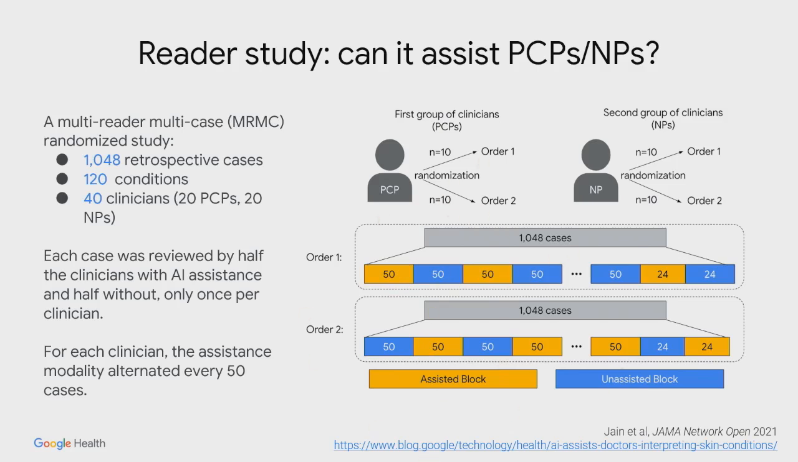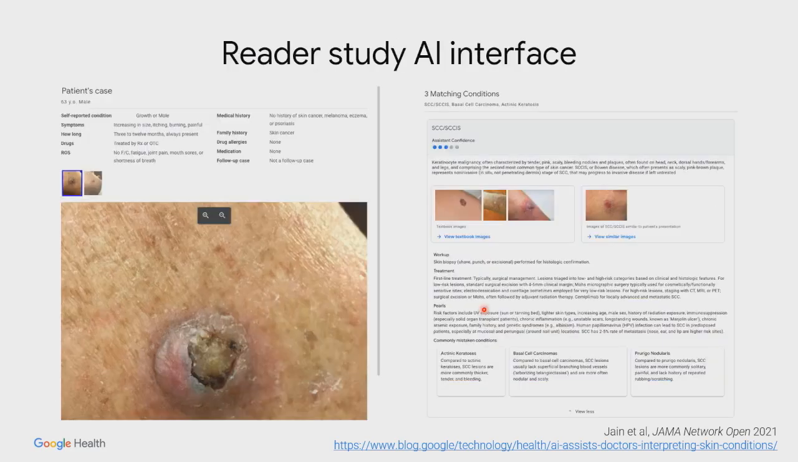So again, what's happening in the study is that it's randomized and people are looking at cases in one of two conditions, either assisted or unassisted, and then we can see what the difference is in terms of their diagnostic accuracy when they have AI assistance versus not. This is what the AI interface looked like in this particular study.